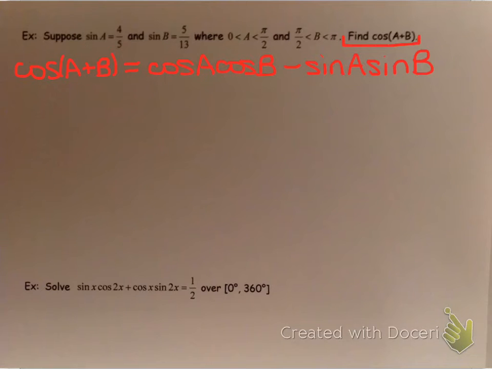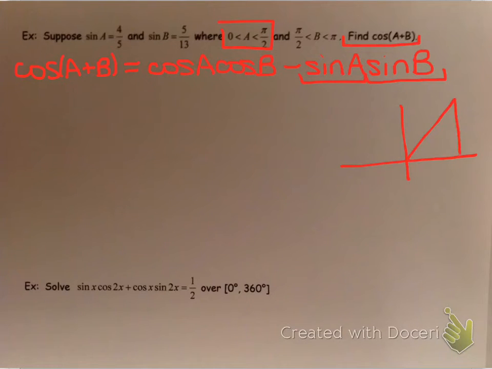And if you look at what you were given in the problem, you were given sine of A and sine of B, but you were not given the cosine values, hence the need for a picture. So they have told us that angle A is in between 0 and pi halves. That puts it in quadrant 1.